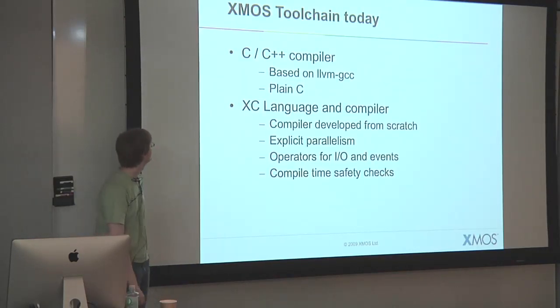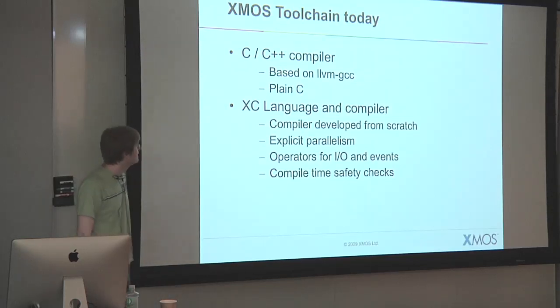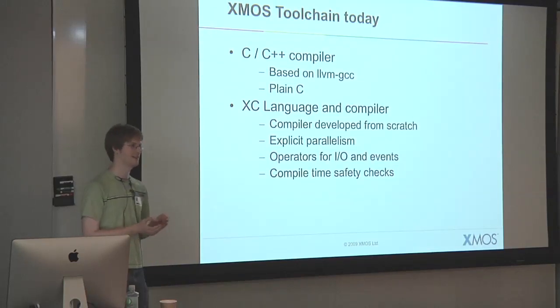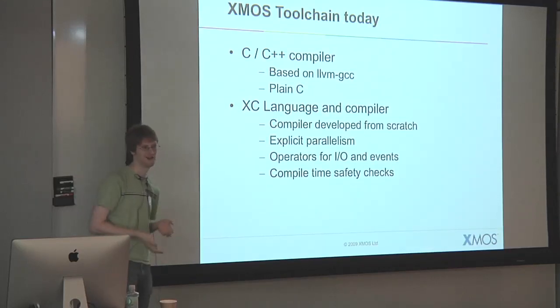So now I'd like to talk just a bit about our tools, and this is the state of our toolchain today. We're using LLVM GCC for our C and C++ compiler. That's been shipping in our toolchain for about a year, and it was a quite easy port, but at the moment we're just using it for plain C. So it's got no support for the particular hardware features like channels and ports. It's just basic C, arithmetic, control flow, things like that.